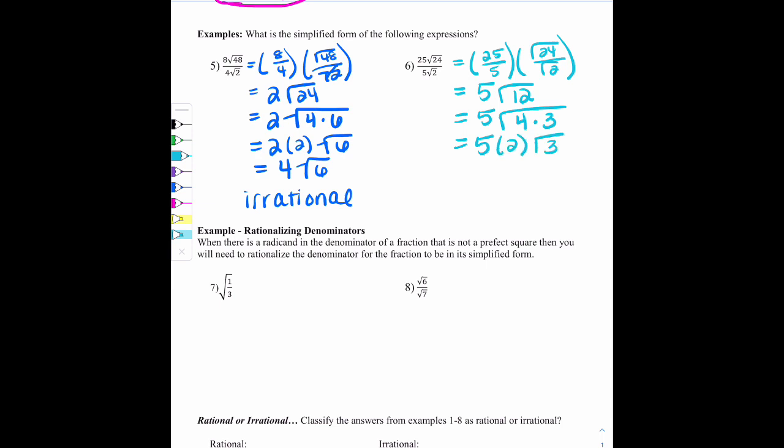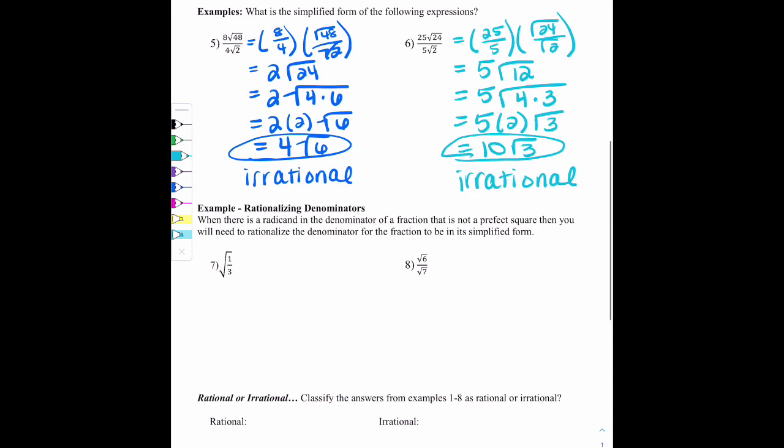I cannot take the square root of 3 nicely. That is not a perfect square, so it stays underneath. So now we know 5 times 2 is 10. So we have 10 square root 3. So we'll go back and circle our answers so it's nice and easy to read. And this would be another example of an irrational answer.